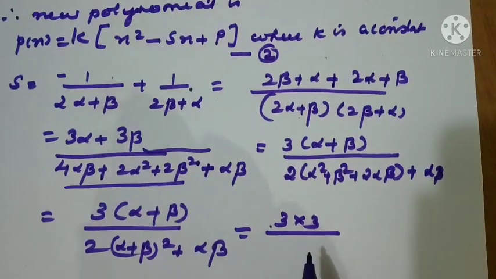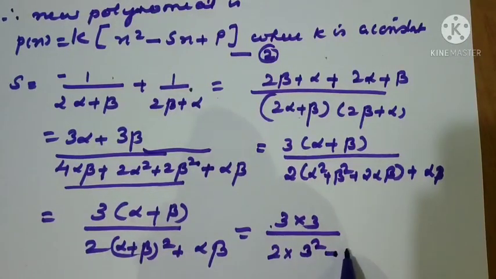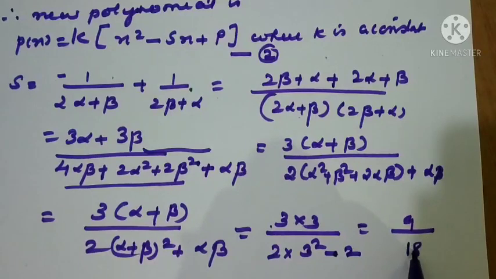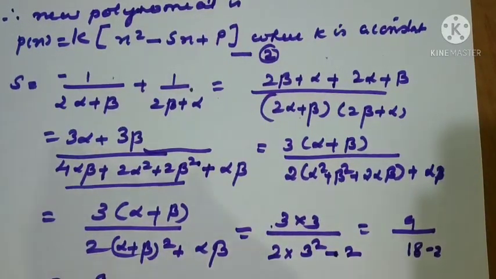So here 3 times alpha plus beta is coming. Okay, 2 into alpha plus beta whole square plus alpha beta, it is minus 2. So 9 by 2 into 3 square, 9 into 2, 18 minus 2, equal to 9 by 16. This is just the sum only.